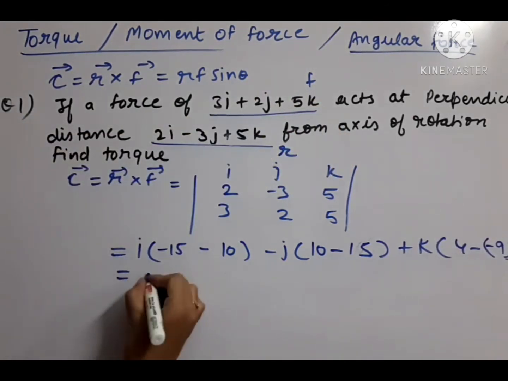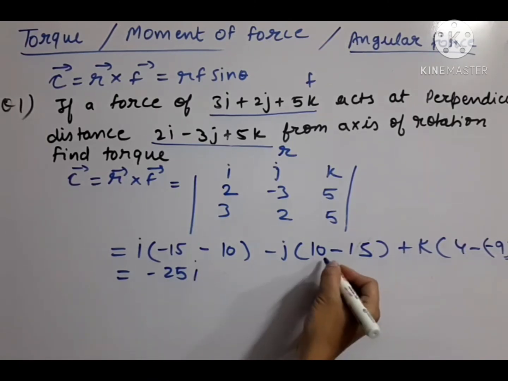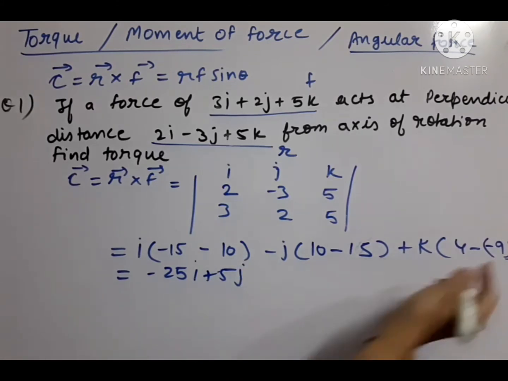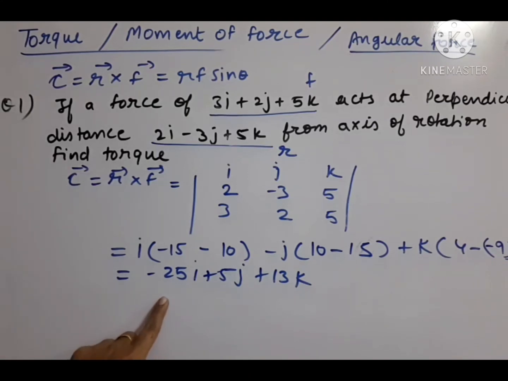So finally we have minus 25i. Then from here minus 5 will come, it will become plus 5, so plus 5j. And here 9 plus 4 is 13, so 13k. So you can see that the answer of torque has come: minus 25i plus 5j plus 13k.